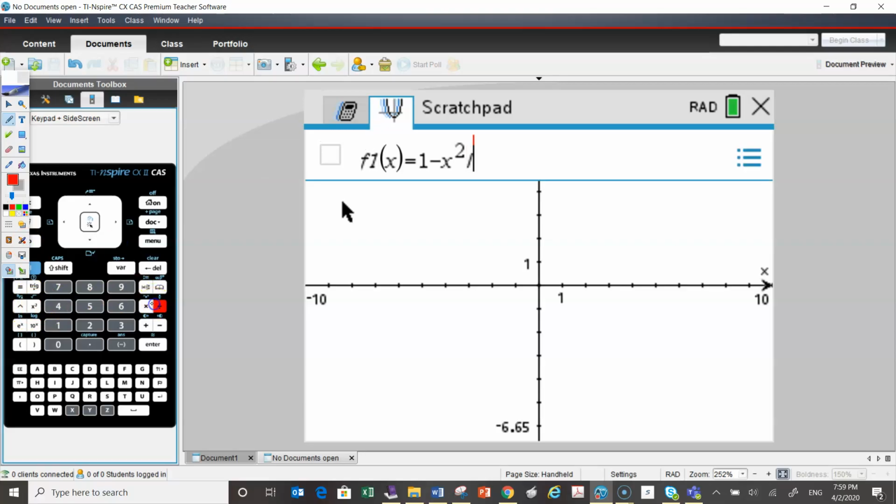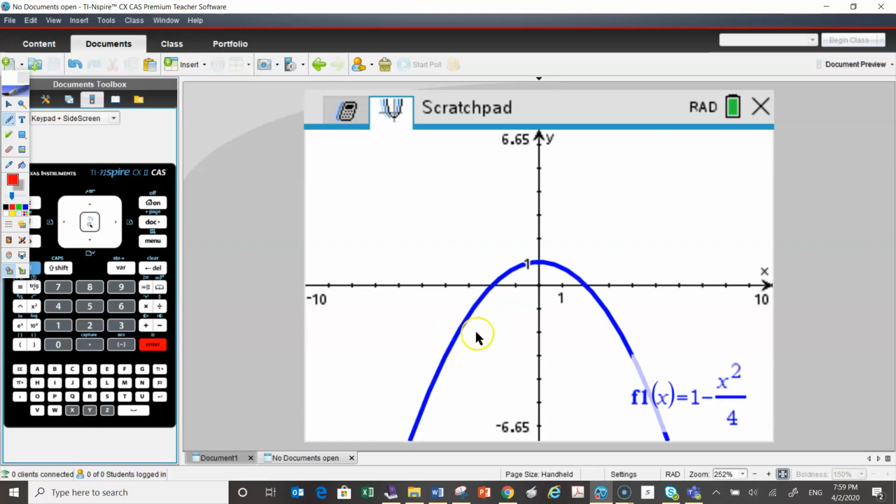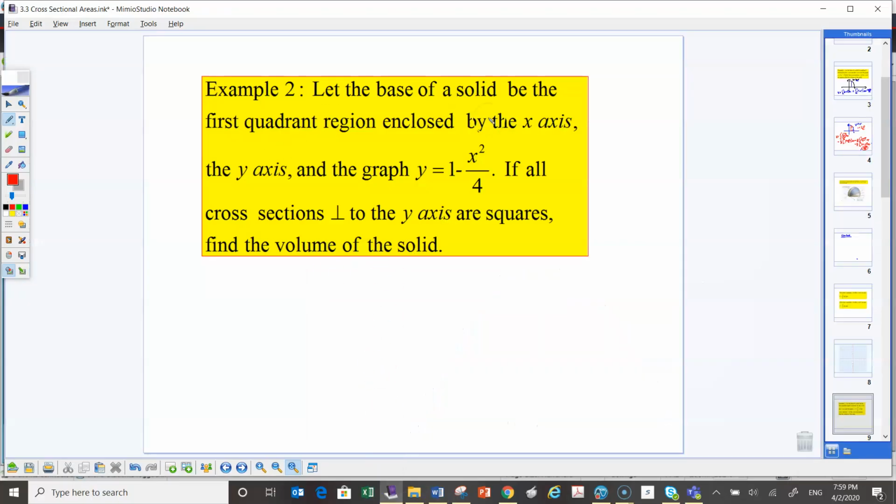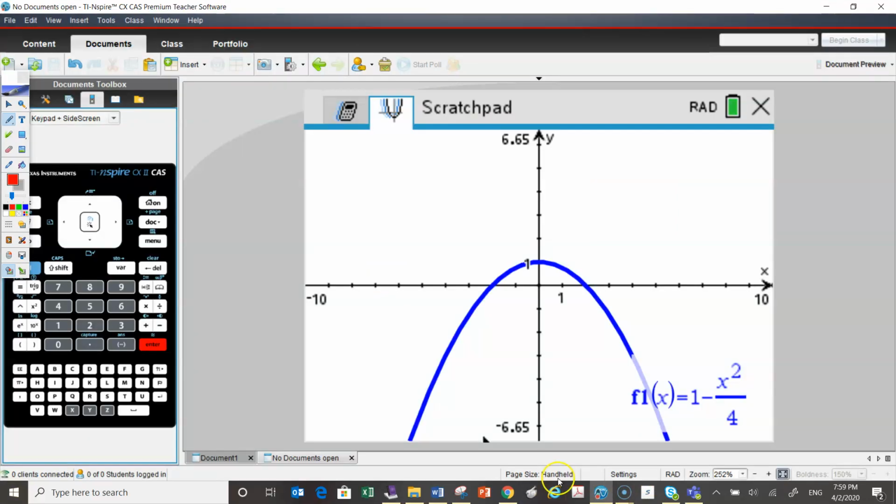squared divided by 4. And if I enter that, I get a parabola that's upside down, and that makes sense. And if we look at the question, it says let the base be the solid in the first quadrant, enclosed by the x-axis, the y-axis, and this graph. So if we look at that, we're just looking at this first quadrant region.